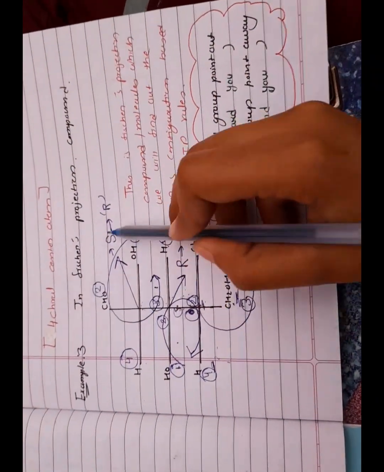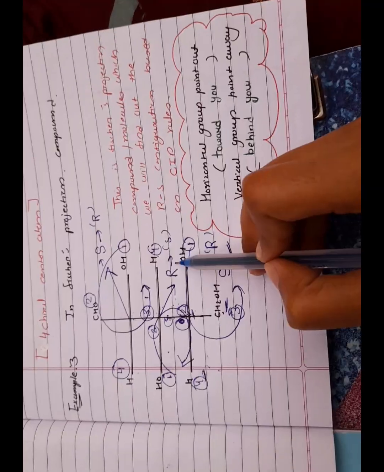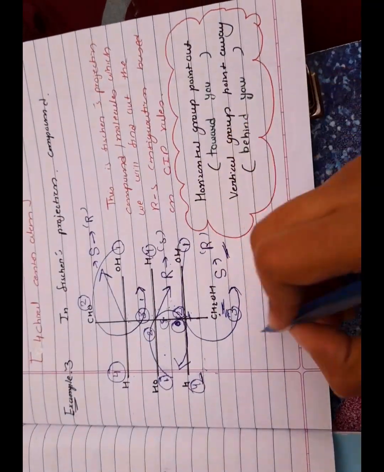So carbon 2 is R, carbon 3 is S, and carbon 4 is R. This is the Fischer projection analysis.